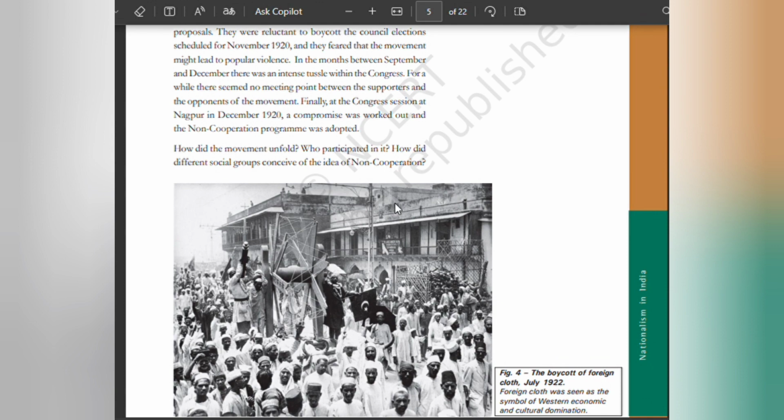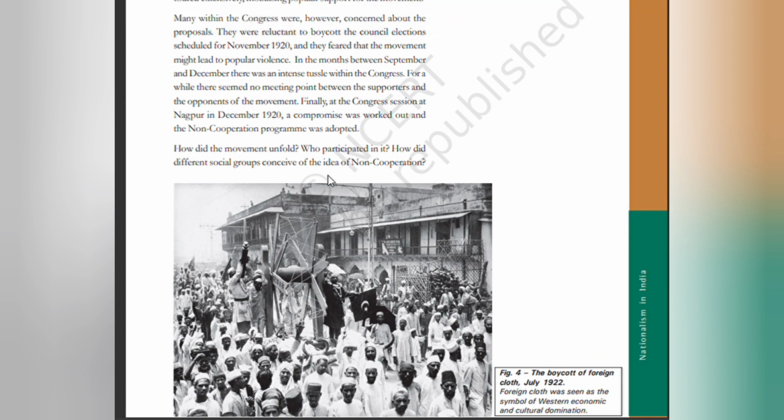How did the movement unfold? Who participated in it? How did different social groups conceive of the idea of non-cooperation?